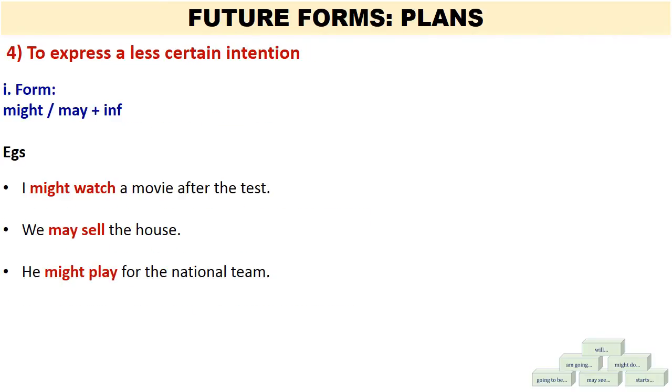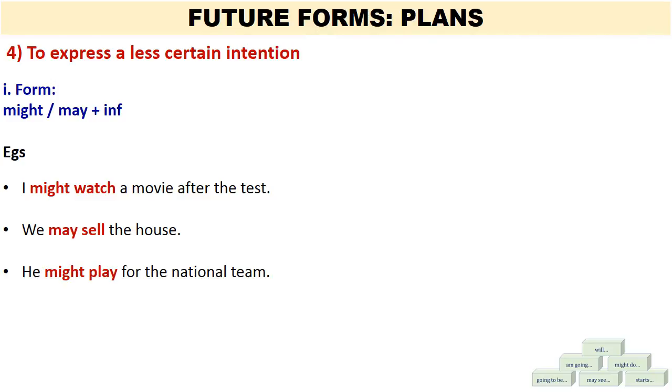Let's move on now. What if we want to express a less certain intention? Then we could use this form, might or may plus the infinitive form of the verb. For example, I might watch a movie after the test, but then again I'm not sure, so this is a possibility, it is a less certain intention.